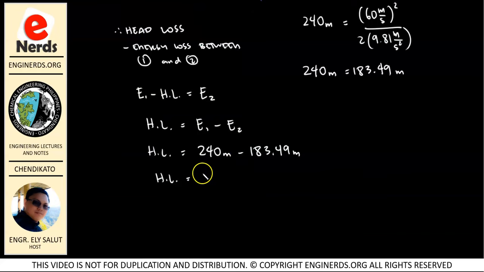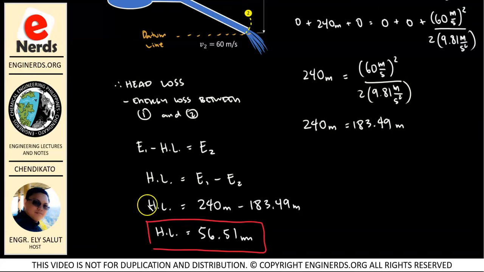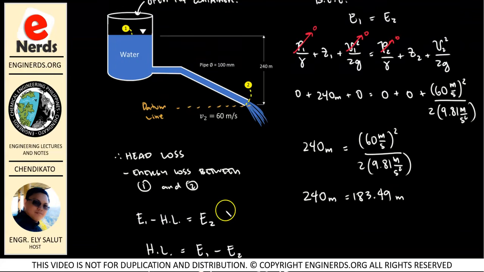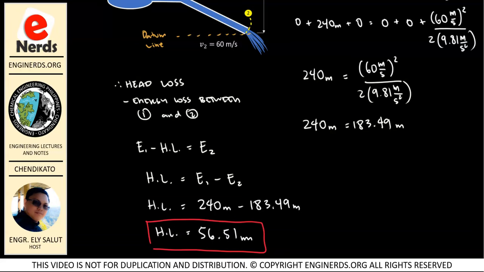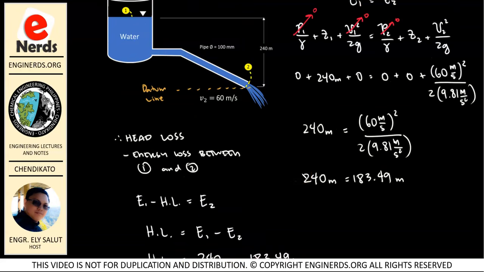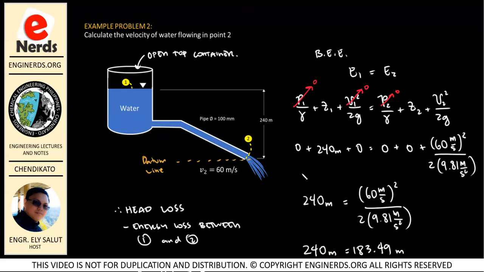So we have here 56.51 meters. So yan ang ating head loss. Okay, so basically you learn how to analyze yung problems for Bernoulli's equation, and we also learned how to calculate the head loss. Okay, so I hope you find this lecture useful and nakakuha kayo ng mga techniques kung paano kayo magso-solve ng mga problems involving Bernoulli's energy equation.